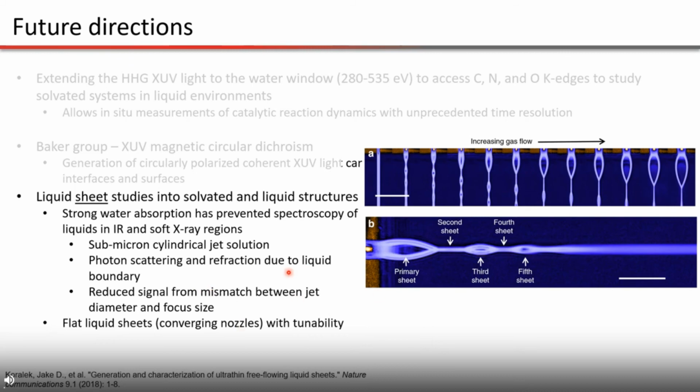So liquid jets have not really been a promising option for XUV studies, but by flattening those jets into liquid sheets, which look something like this, we can actually have tunable, very thin sheets that are able to propagate enough XUV light that we can study liquid samples, or we can study a solute inside of some kind of liquid.